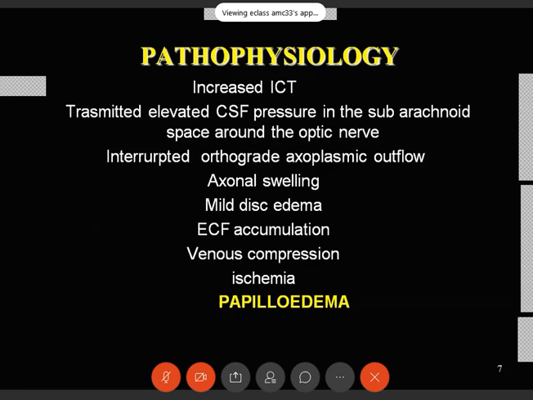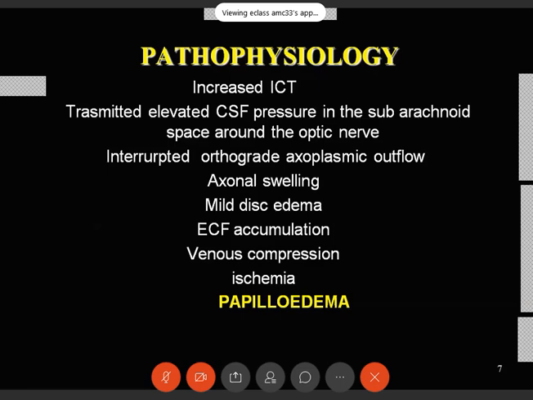As the raised intracranial tension continues, extracellular fluid accumulates in the nerve fiber layers, which further leads to venous engorgement and venous compression. Later it leads to ischemia with papilledema.